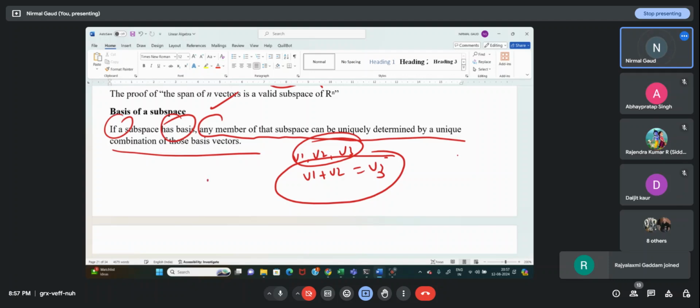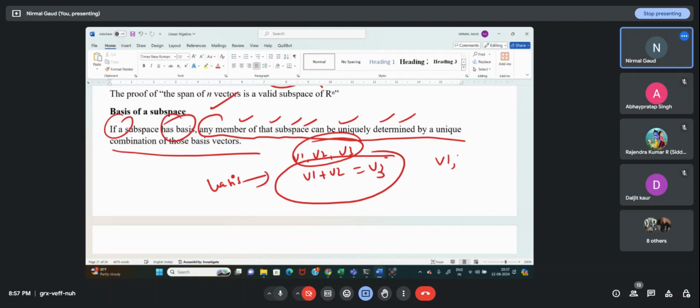This is your basis. That's what we call a basis. What it means is that any member of the subspace can be uniquely determined. I can determine v1 by some combination, v2 by some combination, v3 by some unique combination. I can determine them.